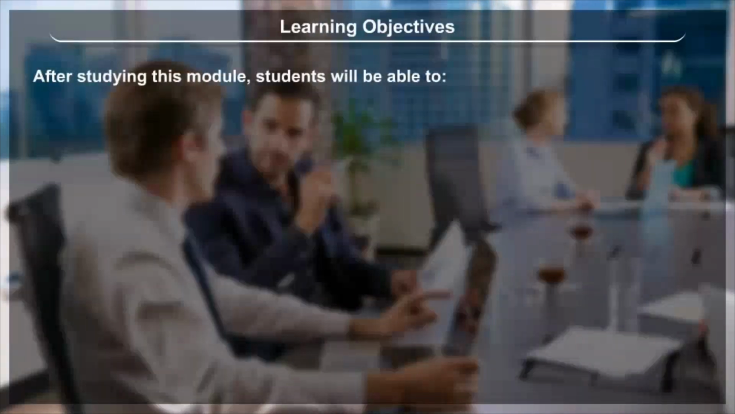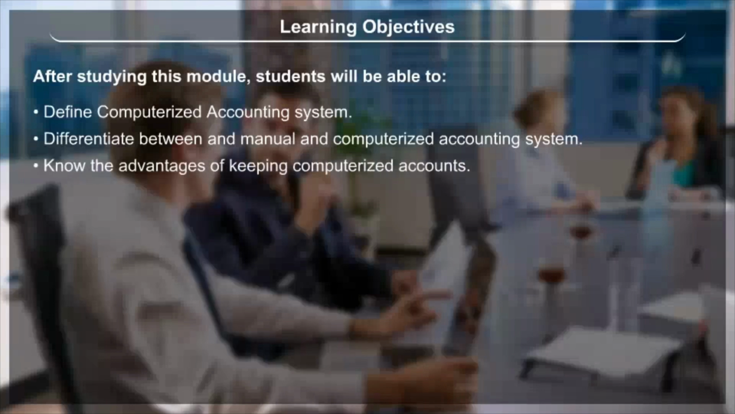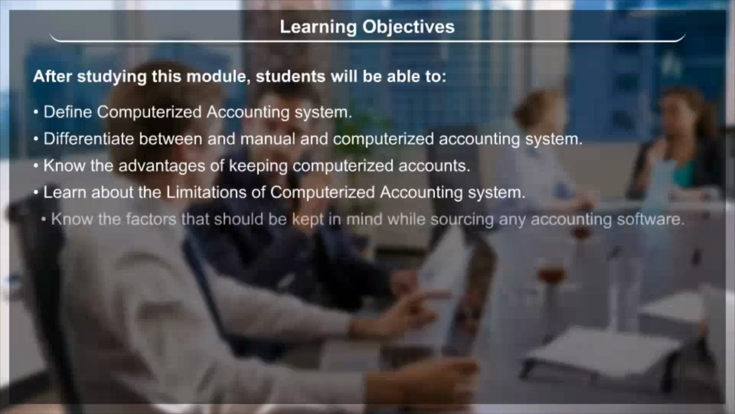Learning objectives. After studying this module, students will be able to define computerized accounting system, differentiate between manual and computerized accounting system, know the advantages of keeping computerized accounts, learn about the limitations of computerized accounting system, and know the factors that should be kept in mind while sourcing any accounting software.